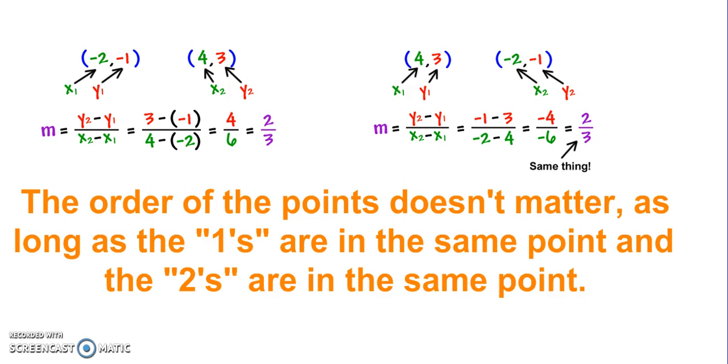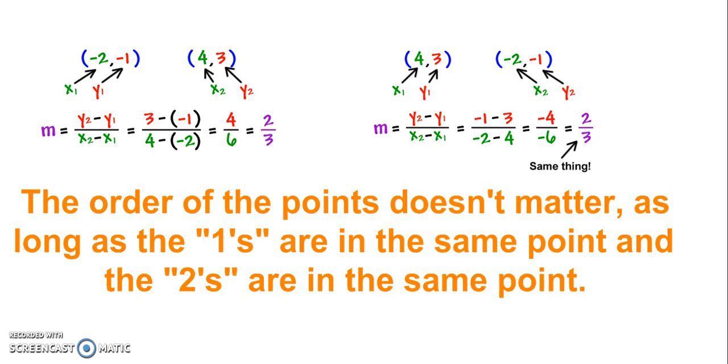One thing we need to understand is that the order of the points doesn't matter, just so long as the x1 and the y1 come from the same ordered pair and the x2, y2 come from the same ordered pair. So take a look at this example. The one on the left is the problem we just did, and we got 2/3. And this would be assuming that (-2, -1) was our x1, y1. On the right side, we've switched it up. We call (4, 3) the x1, y1, and (-2, -1) the x2, y2.